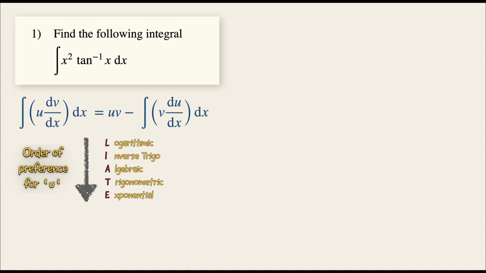Therefore, we let u equals tan inverse x. Differentiating u with respect to x, we will have 1 over 1 plus x squared. Now, dv over dx is then x squared. Now, we know that we are on the right track if we can integrate this term easily. So, v is then equal to 1 over 3 x cubed.